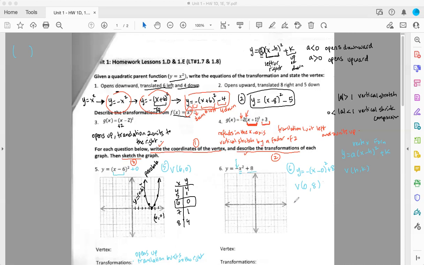So the negative on the outside is a reflection about the x-axis, followed by what? Followed by a translation eight units up, because it's positive. Now we can add to that, it opens upward, right? Sorry, it opens downward, right? The negative.